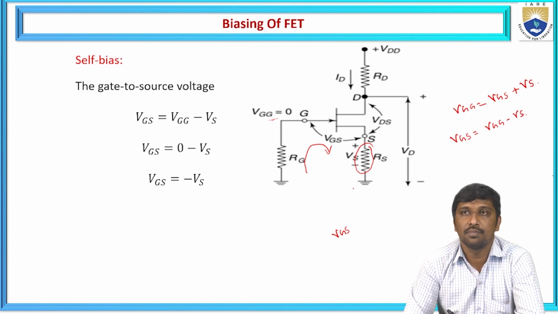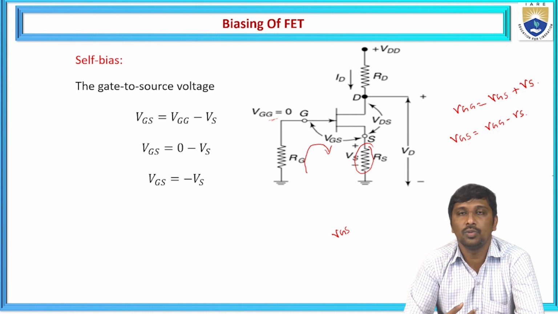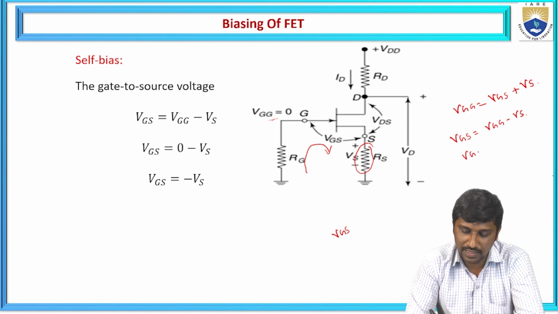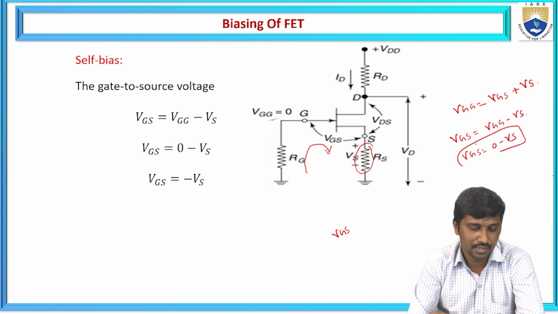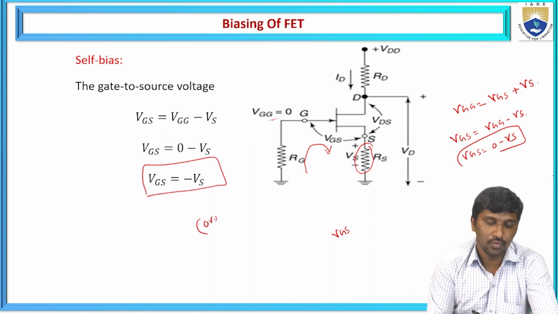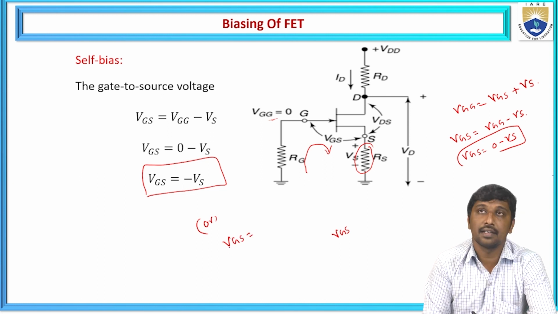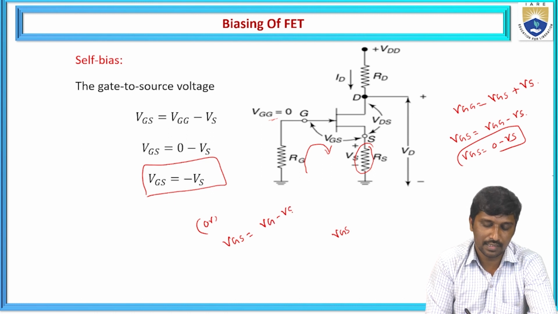And from this self-bias concept, we assume that the gate voltage is 0. Why? Because for an N-channel JFET, the gate is always reverse biased to limit the flow of drain current from the drain to source. Hence, most practically we assume that the gate current is very small. Hence we have taken VGG also as 0 here. So VGS is equal to 0 minus VS. Hence that is nothing but VGS is equal to minus VS. This is from the loop, or it is the potential difference between gate voltage and the source voltage.